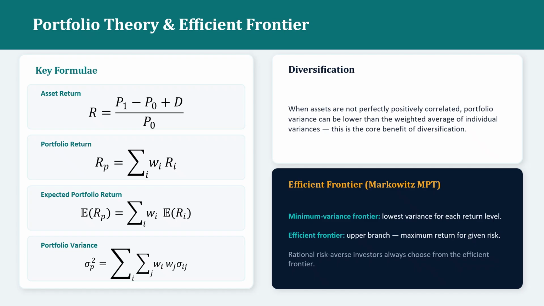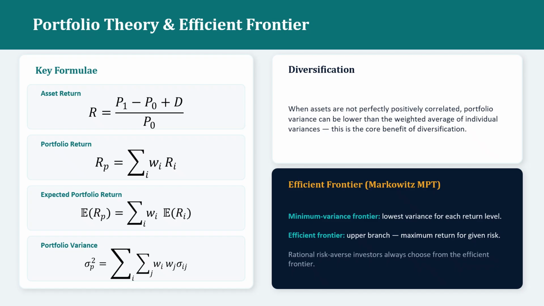Now, it is basically gain divided by initial price. For a portfolio return, the return RP is the weighted average of the returns on individual assets. So it is given as the summation of WI times RI, where WI is the proportion of your total wealth invested in asset I, and RI is the return on asset I.